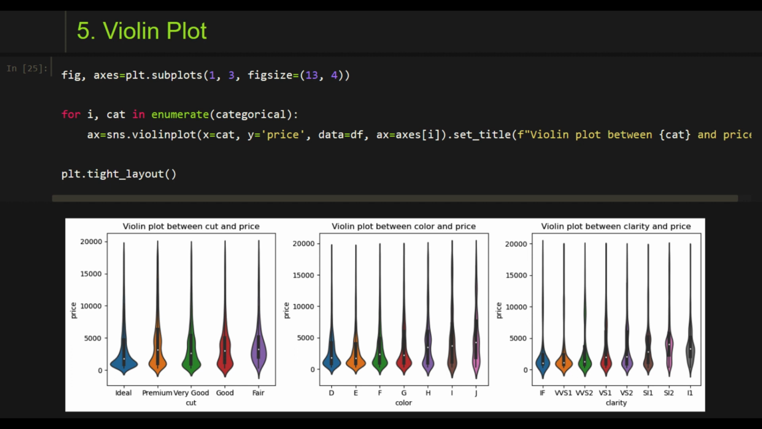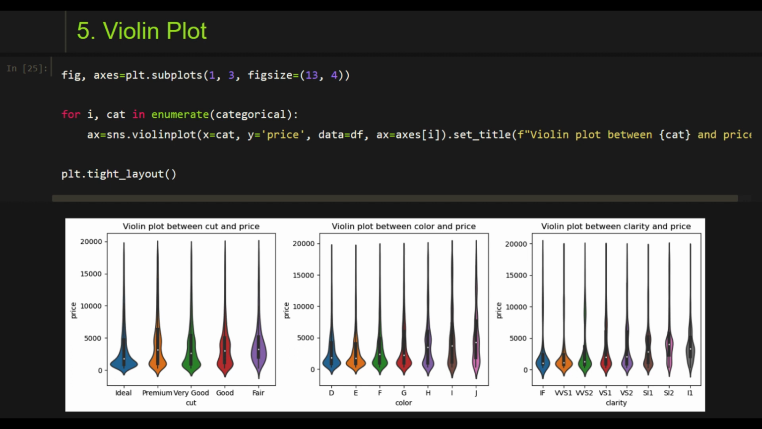Let's look at the code. We're using a for loop to iterate through a list of categorical variables, which we've stored in the categorical list. These categorical variables could be things like cut, color, or clarity, and we want to understand how they relate to the price of diamonds. For each category in the loop, we create a violin plot using Seaborn's violin plot function. The x-axis represents the categorical variable, for example, cut or color, and the y-axis represents the price of diamonds.